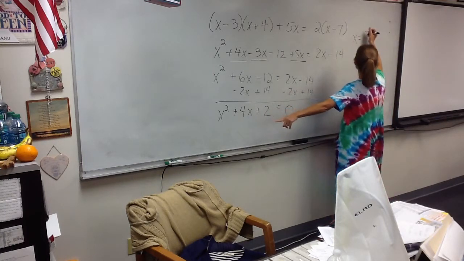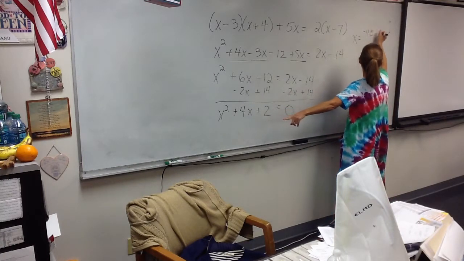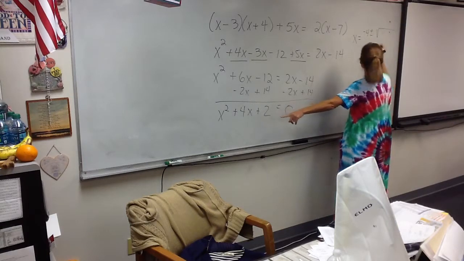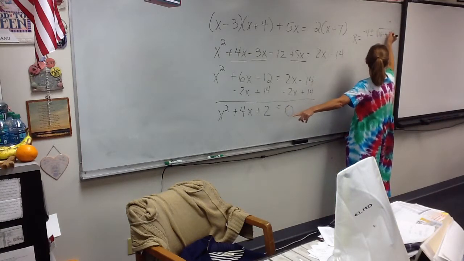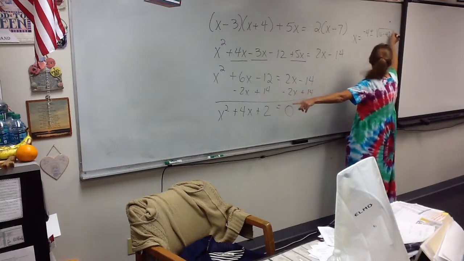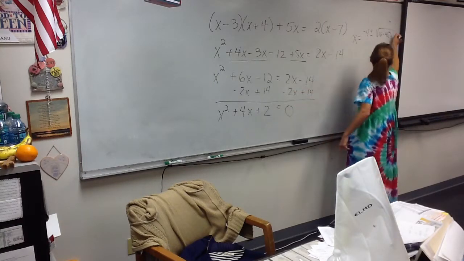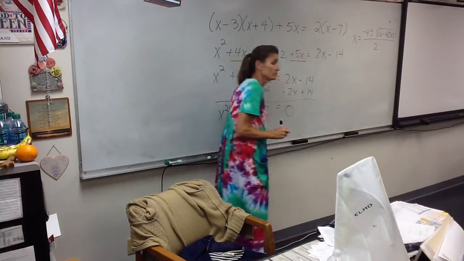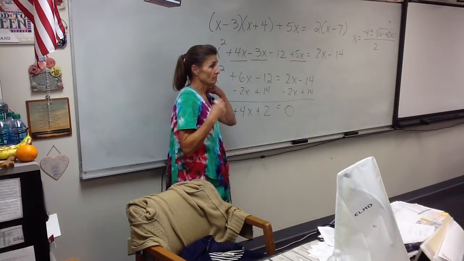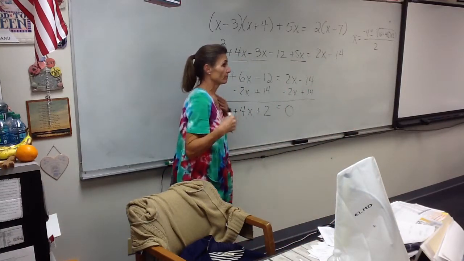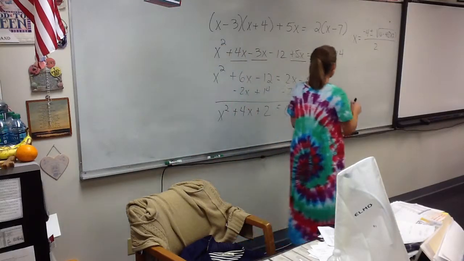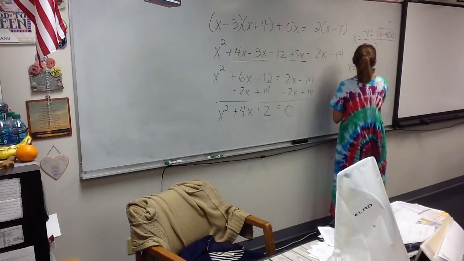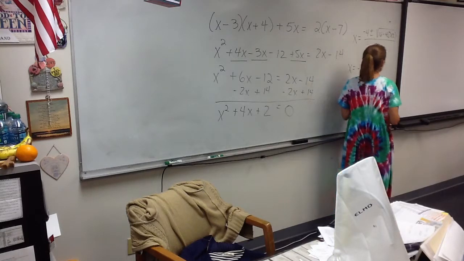Negative b will be negative 4. B squared minus 4 times a times c. Oh, Jabron asked this. Jabron knows. All right, Jabron, what do I do next? First, we need to multiply 4 times 1 times 2 and you get 8.